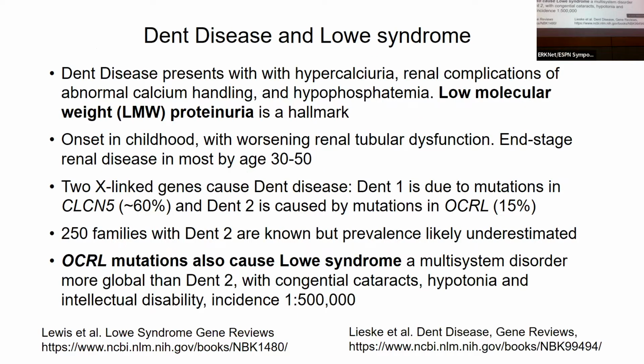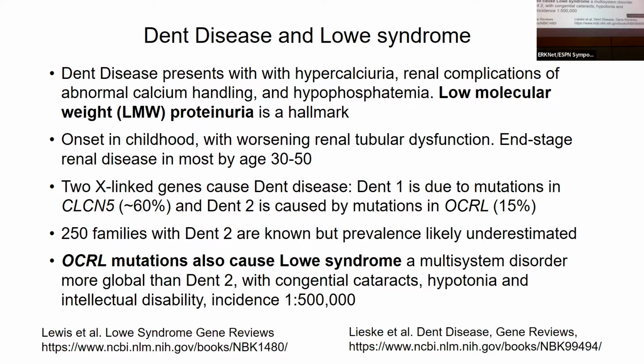So I've become interested in Dent disease and Lowe syndrome. So Dent disease patients present with hypercalciuria and other renal complications, of which you all know more than me. And low molecular weight proteinuria is a particular hallmark. There's the onset in childhood with worsening renal tubular dysfunction and end-stage renal disease by the ages of approximately 30 to 50 years old. There's two genes particularly associated with Dent disease, and also some Dent disease that's unexplained.